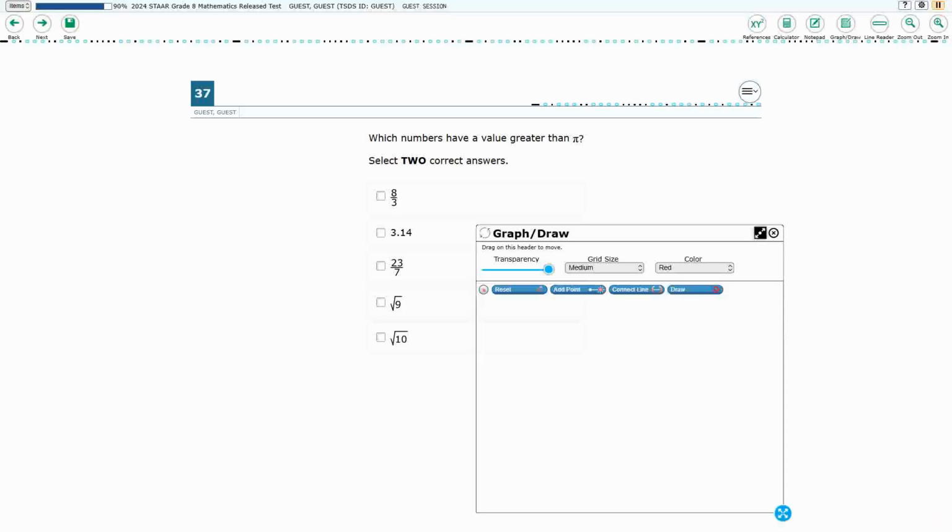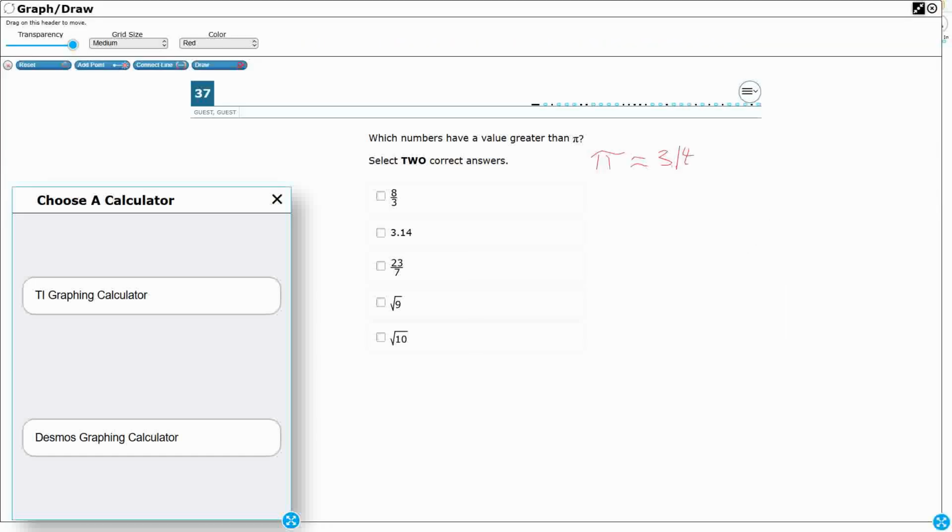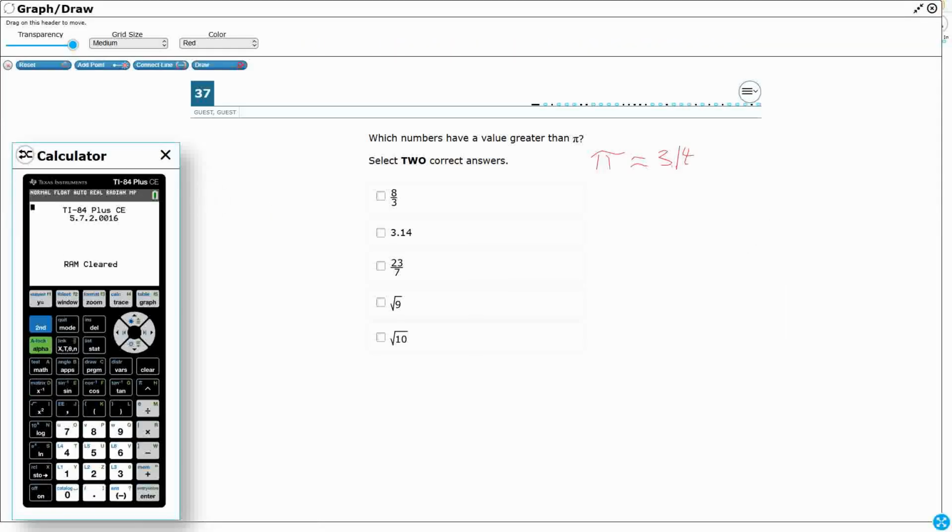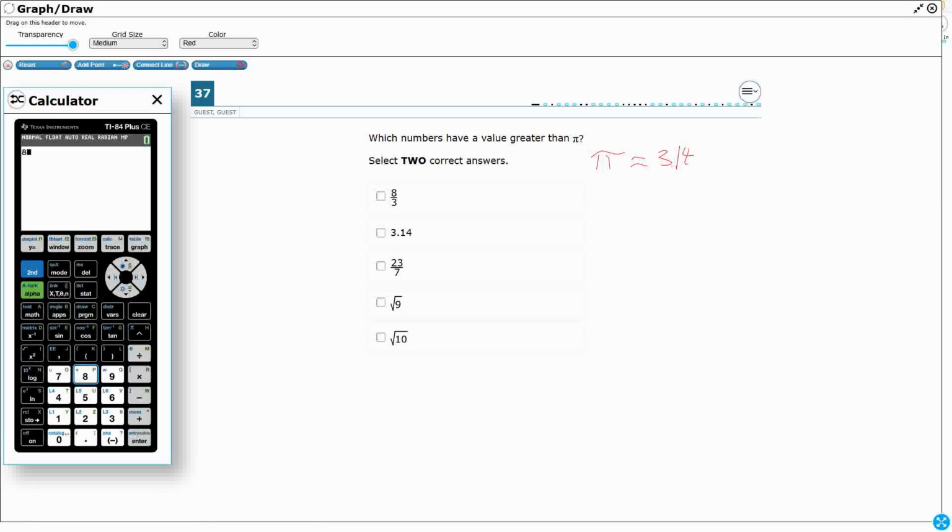And let's just use the calculator and get some equivalencies for these. 8 over 3 is 2.66. So that is not larger than pi. 6, 6 repeating, 3.14. Now that's interesting.